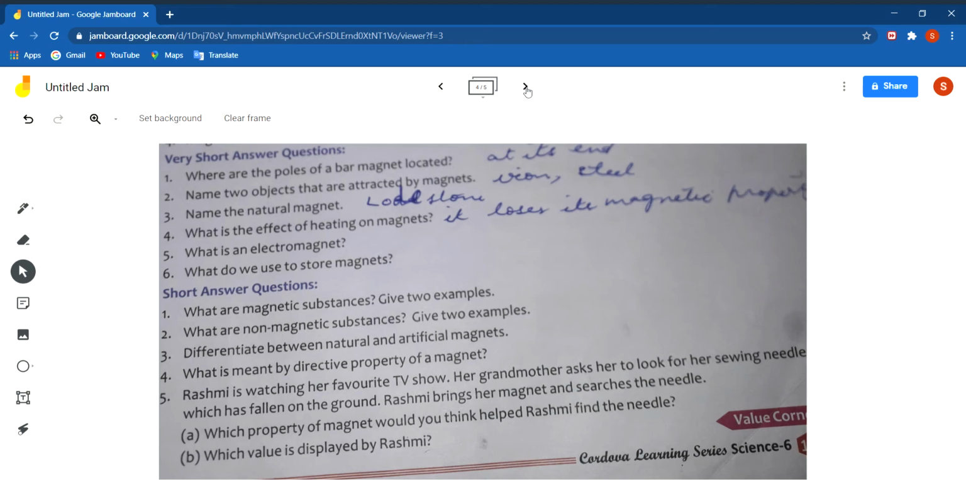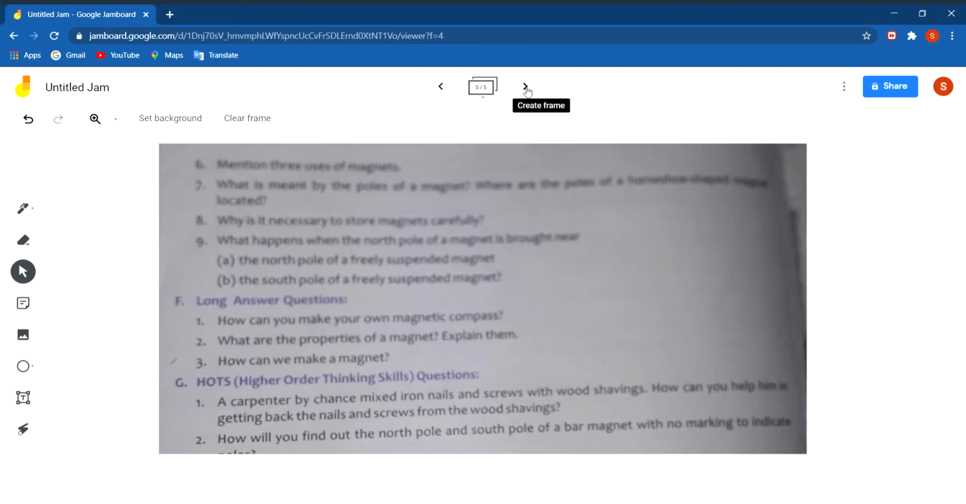The next question is: mention the uses of a magnet. You can see the uses of a magnet on page number 128, as I have told you. There are 5 uses written there. You write all the 5 uses.